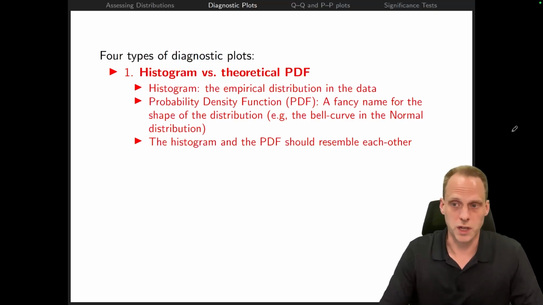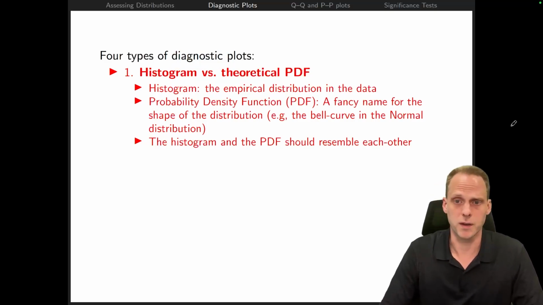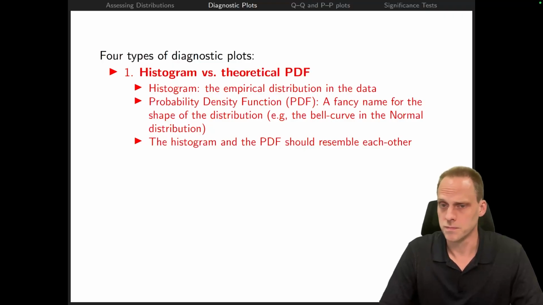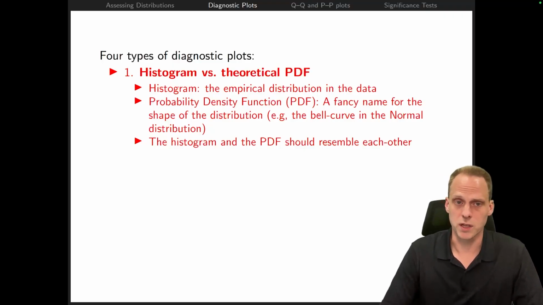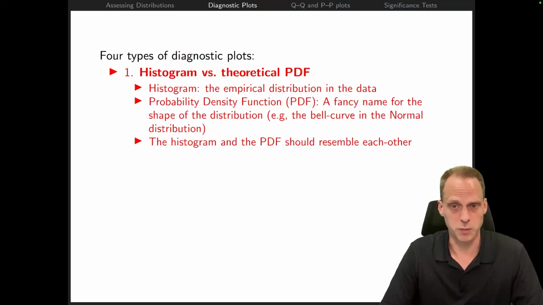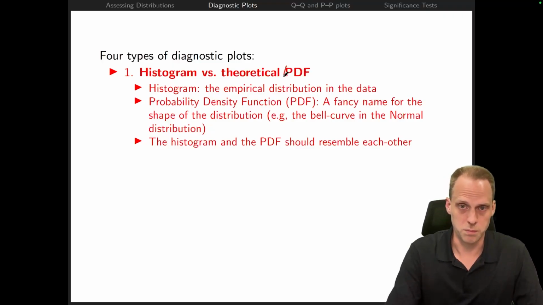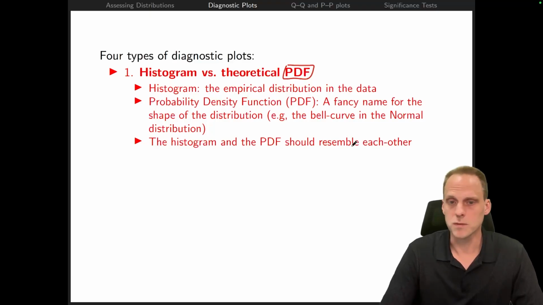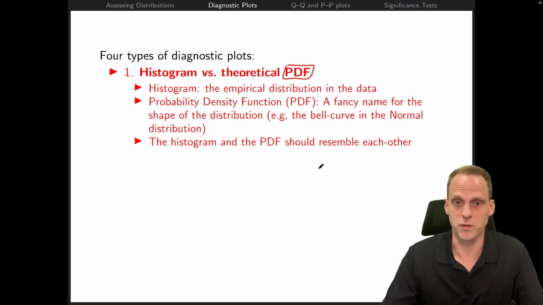And we can do 4 types, and I'll talk about each of them, how they work, and what you can find. The most straightforward thing is simply to look at the empirical and the theoretical distribution, which we call a PDF, a probability density function. It's a fancy name, but you might encounter it sometimes, so that's why I wanted to include it. Basically, this means we look at the histogram and we look at the bell shape of the normal distribution.